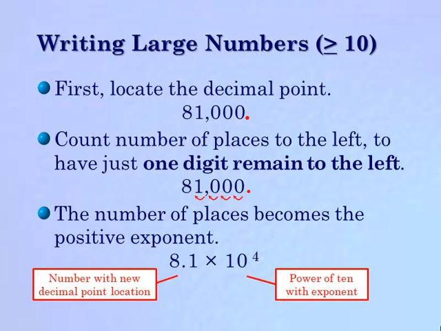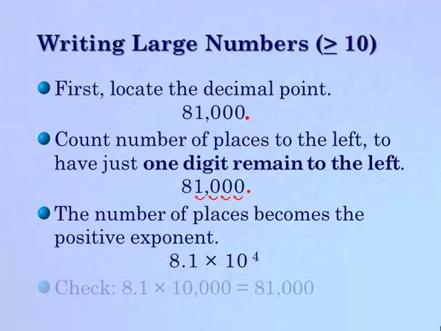If we do a check, 8.1 times 10,000, which is the same as 10 to the 4th, and we get back our original number of 81,000. So we're confident that we've done everything right.